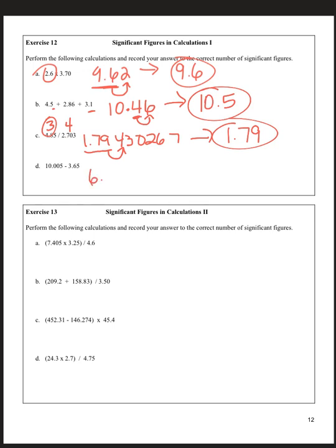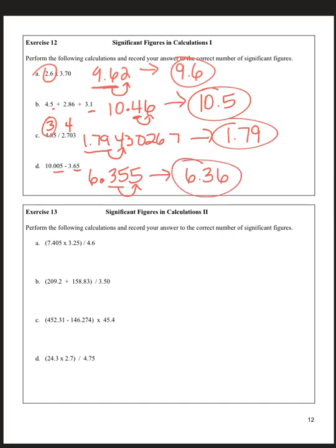All right, letter D, 10.005 minus 3.65. Calculator gives you 6.355. But again, I can't leave it like that because it's too precise for the measurements that went into it. This is subtracting, so I got to look at those decimal places. That one has 3. That one has 2. So I need to stop at 2 decimal places. There would be 2 decimal places, and I need to look at that next digit. That next digit tells me that I need to round up. So I need it to be 6.36.